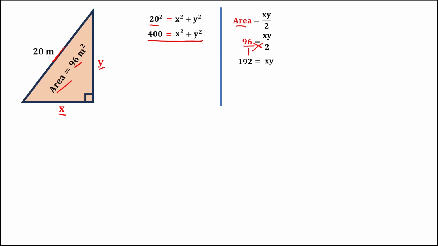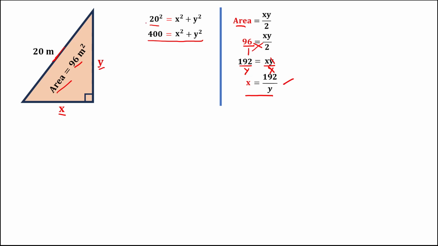Then we can isolate one variable. If we want to isolate x, divide both sides by y. So we have now x equals 192 over y, and this is now equation number 2.